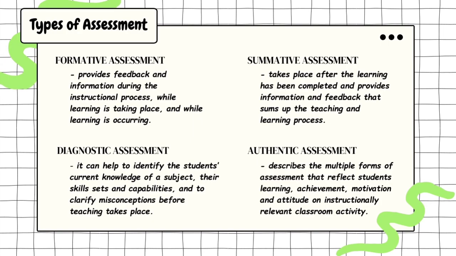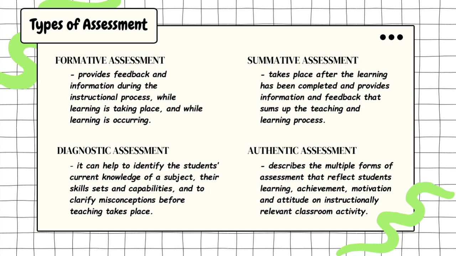There are 4 types of assessment. First is the formative assessment. It provides feedback and information during the instructional process, while learning is taking place and while learning is occurring. It is a type of assessment wherein we know what the learner has learned while they are still in the process of learning it. It also provides ongoing feedback that teachers can use to improve their teaching and students can use to improve their learning. It is also called assessment for learning.